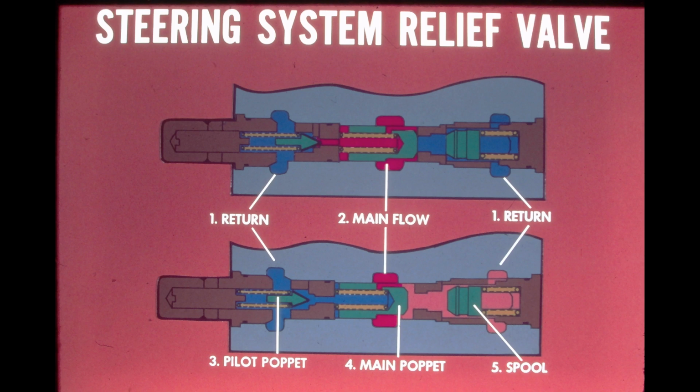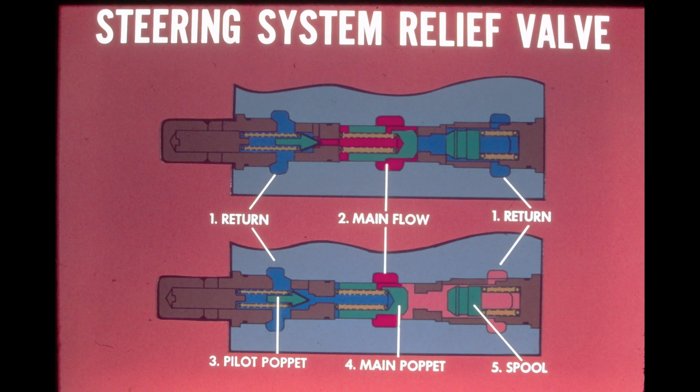When the main pressure has dropped below the relief setting, the pilot poppet spring will seat the pilot poppet and the pressure will build inside of the main poppet. The main poppet spring will then seat the main poppet, which closes off flow to the return port.